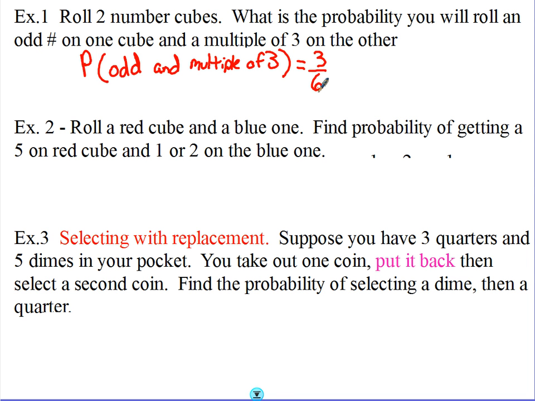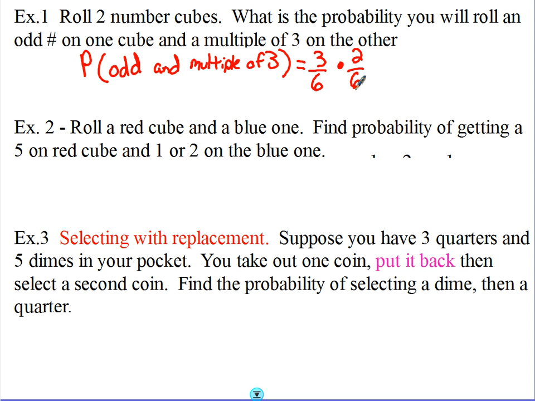Then we are going to multiply it by the chance of rolling a multiple of 3. So that would just be 3 and 6 on a die. So I have 2 out of 6 chances to roll that die.